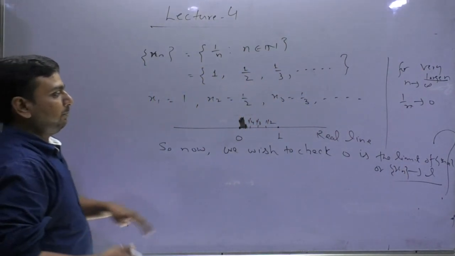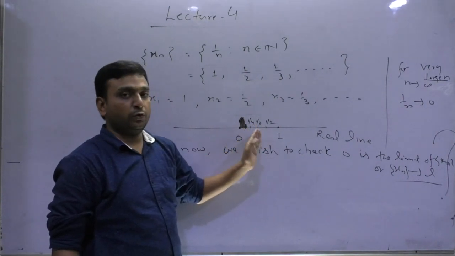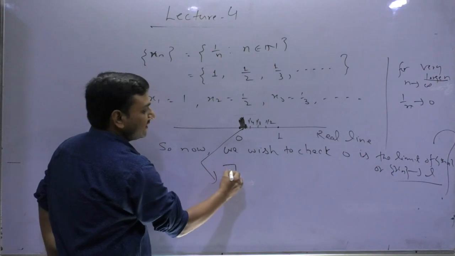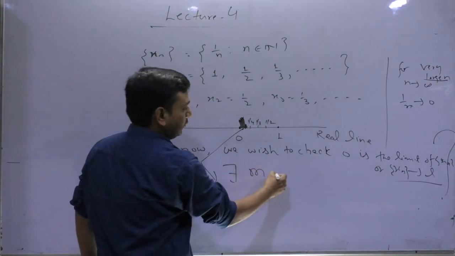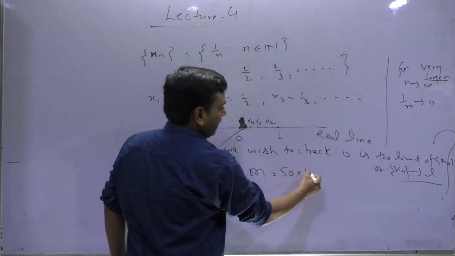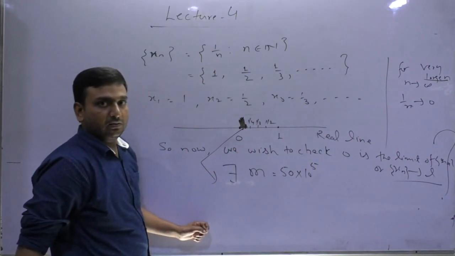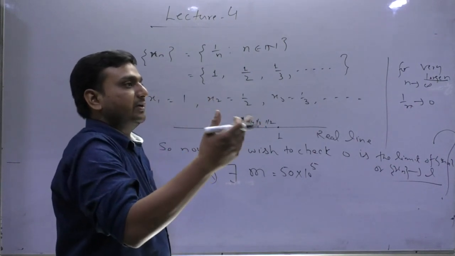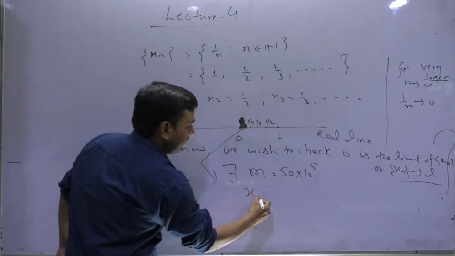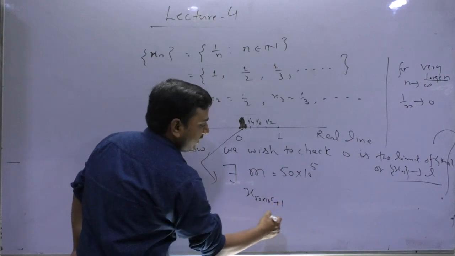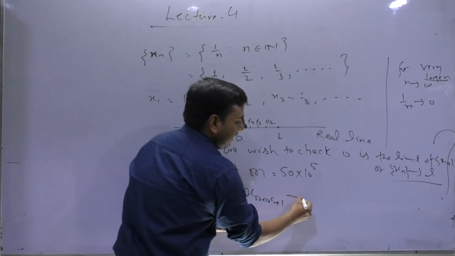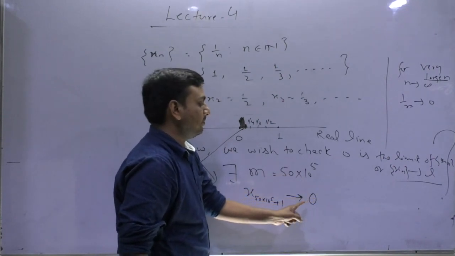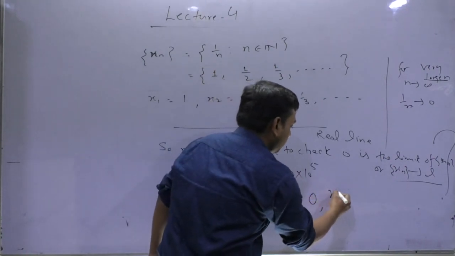So let's check. I am giving you a hint here over the real line. Suppose you take the value of m as 50 lakhs. So what will happen after 50 lakh? Will the x 50 lakh plus 1th term be very close to 0 or not? Will the x 50 lakh plus 2th term be close to 0 or not?